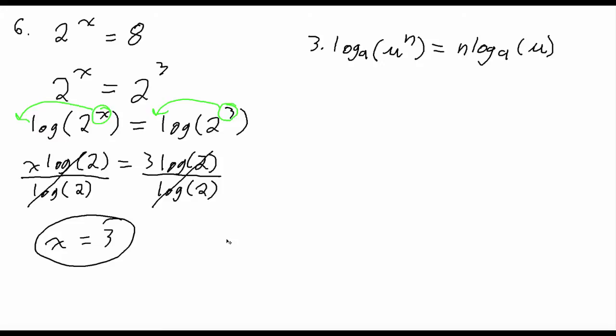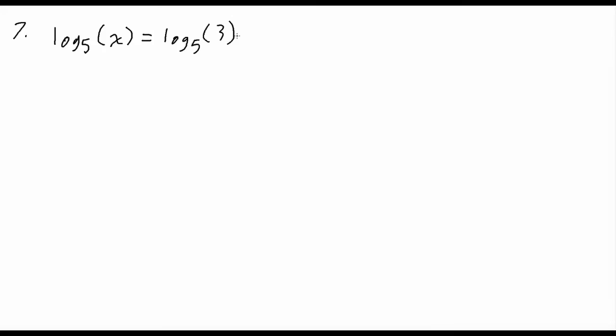Now on to problem number 7. So problem number 7 states that the log base 5 of x is equal to the log base 5 of 3. Well, this one is relatively simple. I'm going to walk you through the technical way to solve it first, and then I'm going to show you the shortcut. So the technical way to solve it is to realize that the bases of these two logarithms are the same. They're both 5.